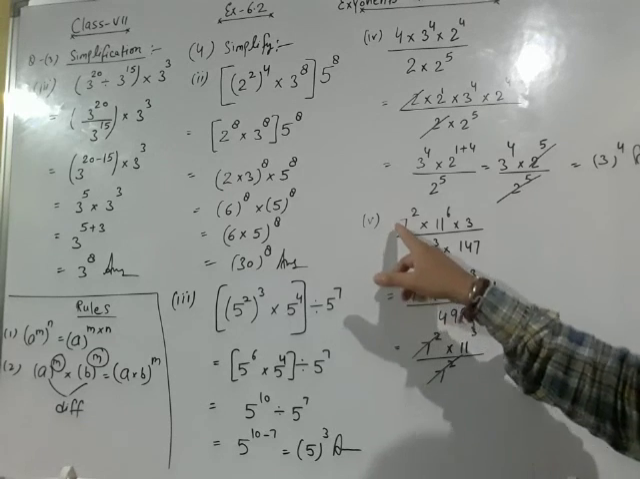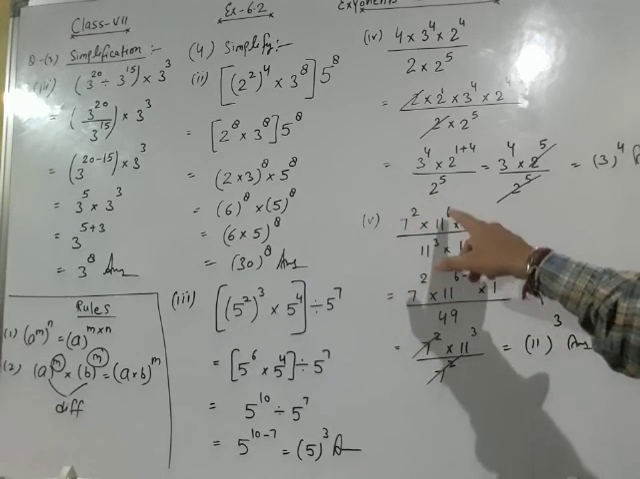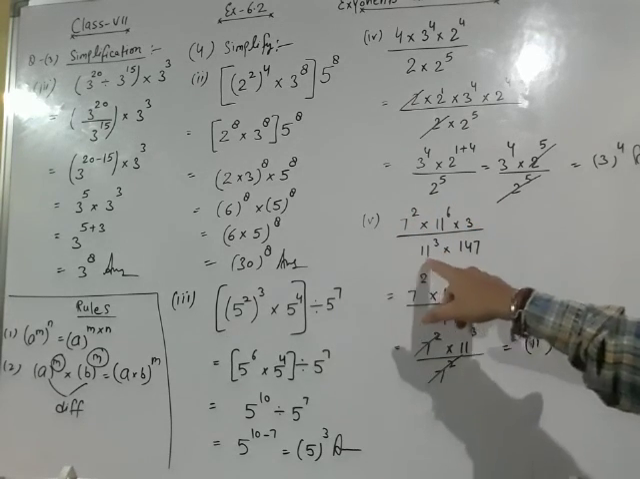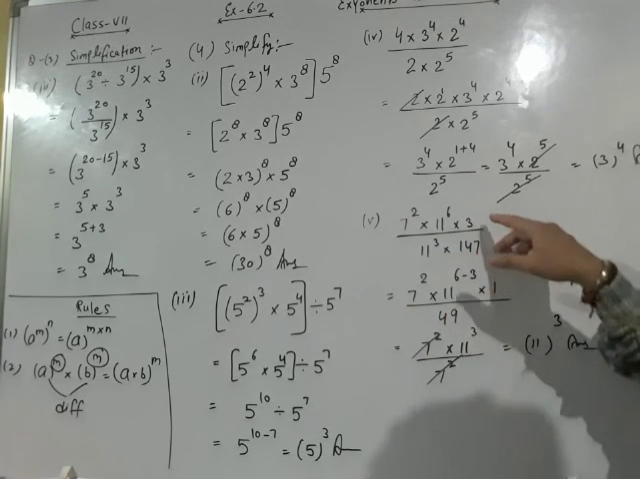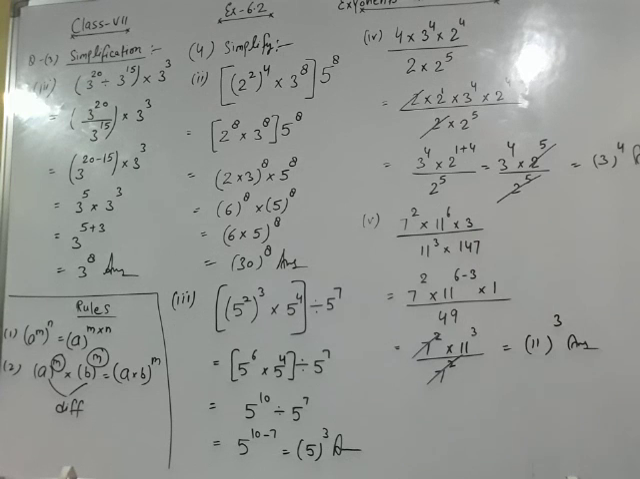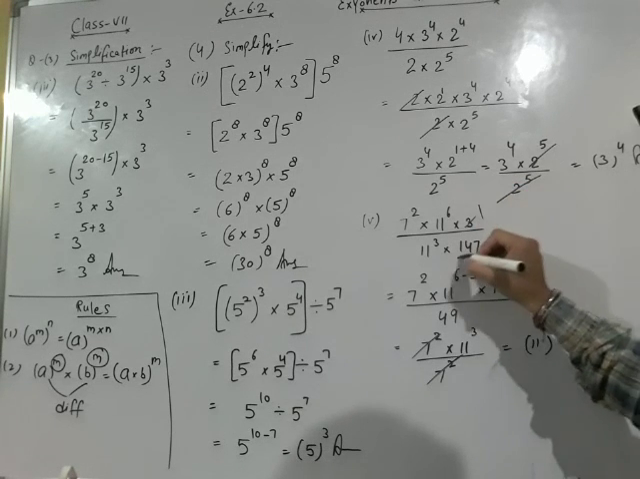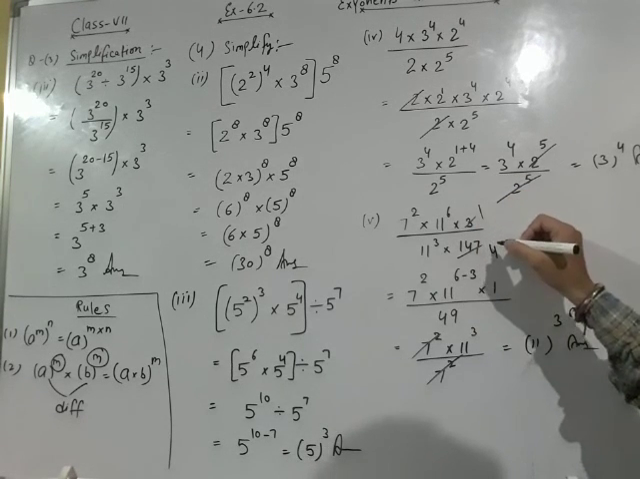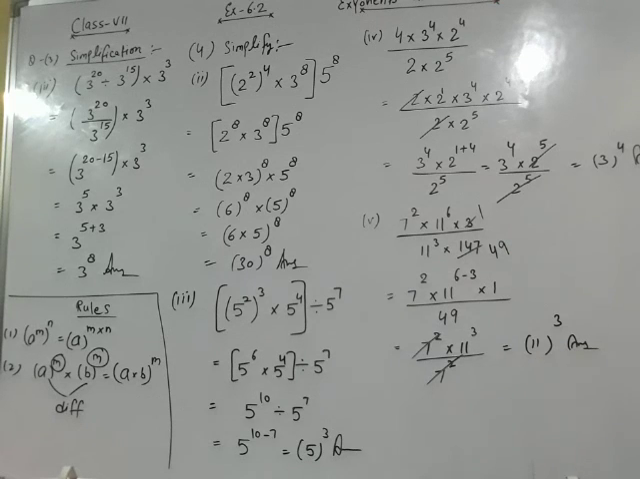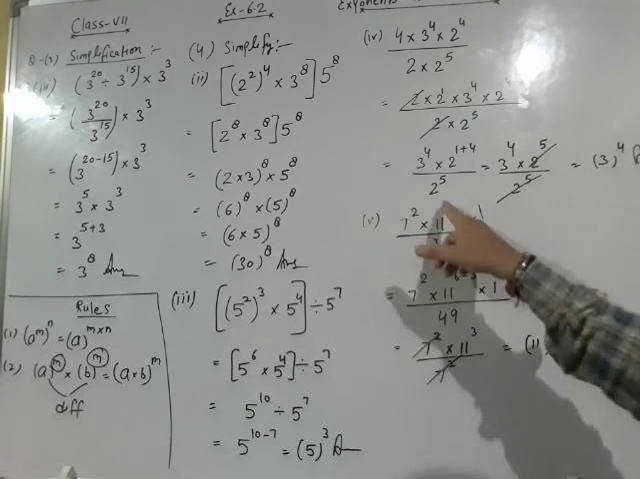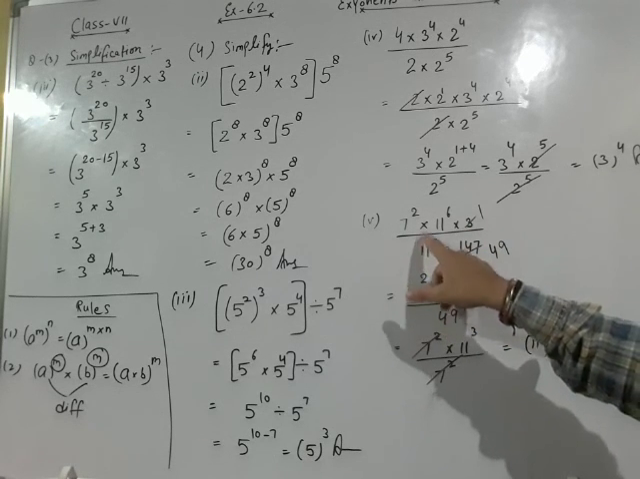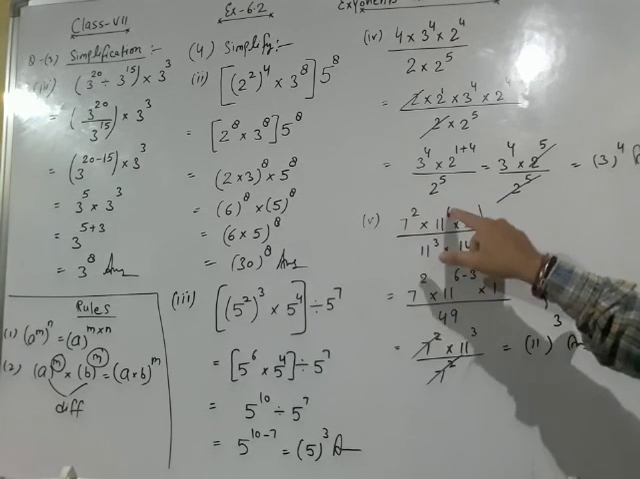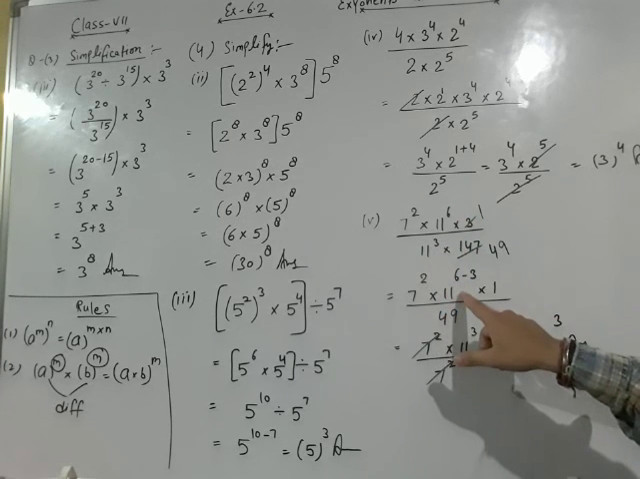In the fifth part, 7 square multiply 11 raised to the power 6 multiply 3 upon 11 cube multiply 147. Here we can observe that 147 is divisible by 3. 3 ones are 3, 3 fours are 12, 2 is remaining, 27, 3 nines are 27. So 7 square is same, 11 raised to the power 6. In the denominator we have 11 raised to the power 3. So we will subtract 3 power from 6 power, 6 minus 3.